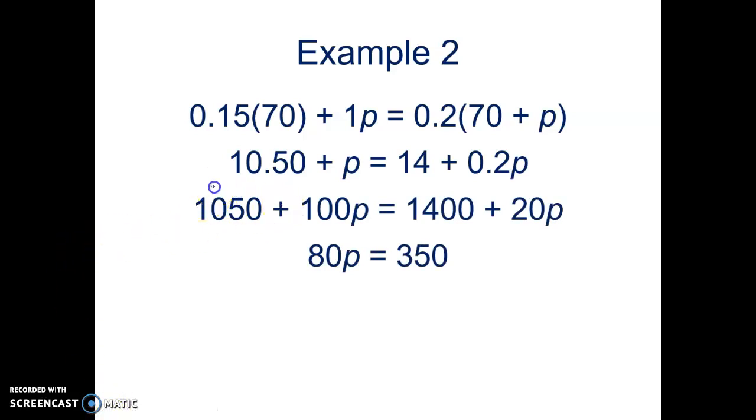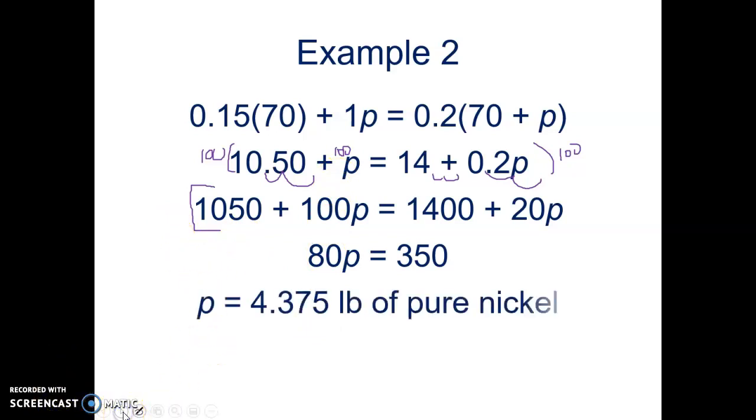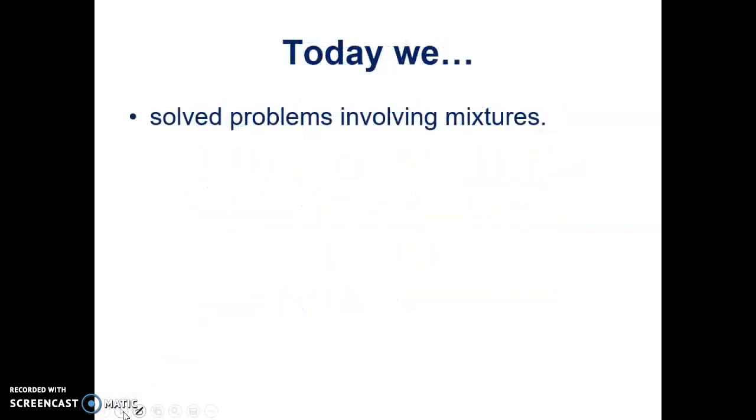Now, I did skip a step here. If you would like to get rid of the decimals so that you're not dealing with decimals, you can multiply everything by 100. And that will move all of our decimals over 2 places. And also we'll add a 100 in front of the P, because 100 times 1 is 100P. You don't have to do that. You can deal with decimals, but if you want to get rid of the decimals, that's the way that you do it. Okay, we're going to divide both sides here, and we get P equals 4.375 pounds of pure nickel.